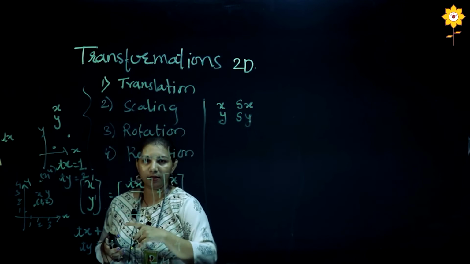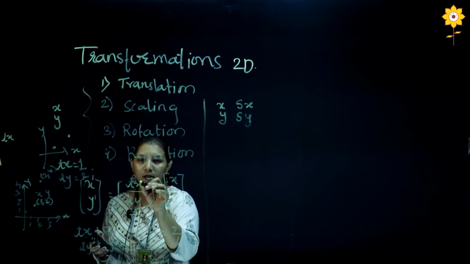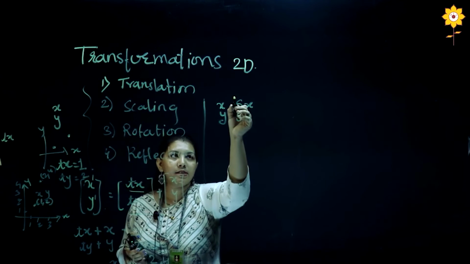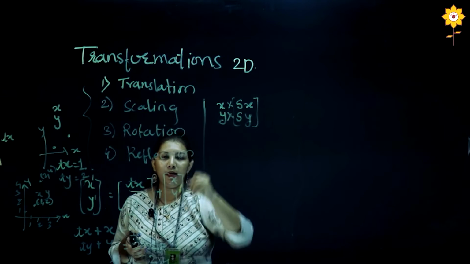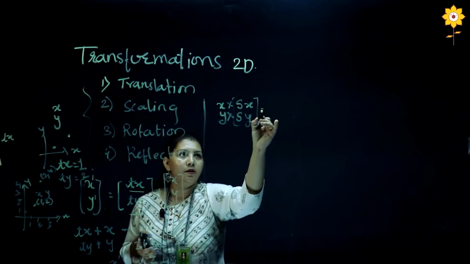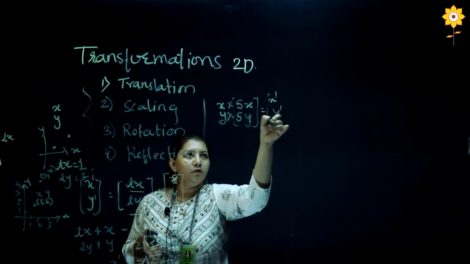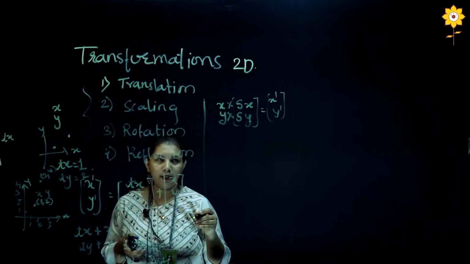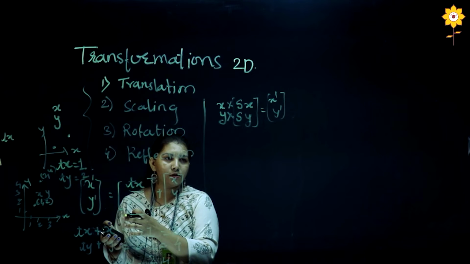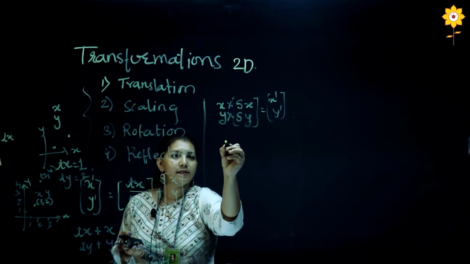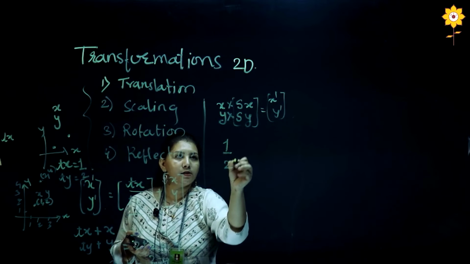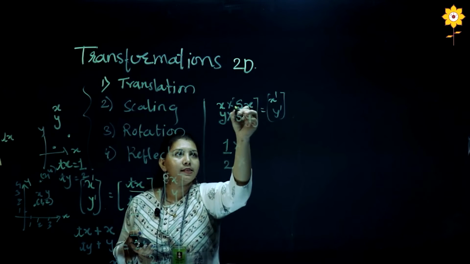Like in translation there are translation factors Tx and Ty, likewise we are having scaling factors Sx and Sy that we have to multiply with the given values of x and y, so that we will be able to find out the newly calculated point. The same values of the previous example we can take, wherein x is 1, y is 2, which should be multiplied with the scaling factor.